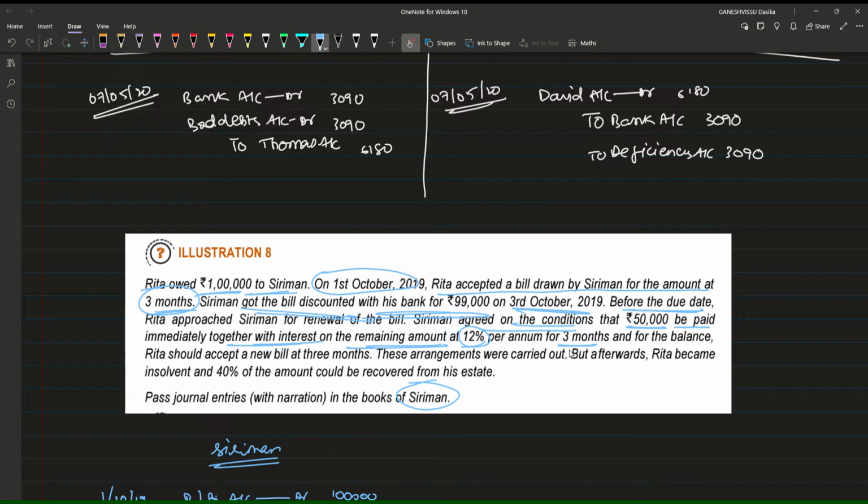Because 50,000 is to be payable immediately, he is asking. That means on 1 lakh rupees he is asking 50,000, half of the bill amount. On the remaining half, 50,000, together with interest at the rate of 12% for 3 months, we need to again draw interest entry: into 12%, into 3 divided by 12.